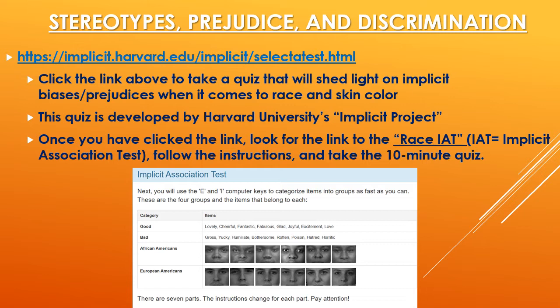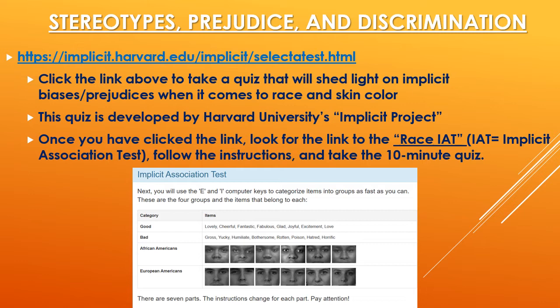So once you've clicked the link, first it'll ask you for your approval, because when you do take it, Harvard is analyzing the information that you are putting in there. It's a study that they do. So first if you choose to agree to it, you'll agree to it. And then it'll take you to a page where there's several different tests that come up.